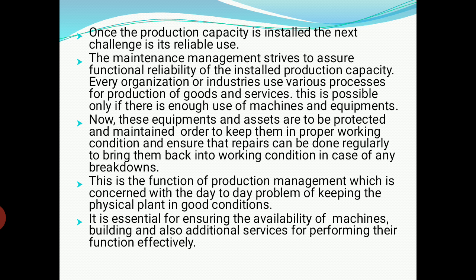This is the function of production management, which is concerned with the day-to-day problem of keeping the physical plant in a good condition. Naturally, it is such a kind of area of production management. If you remember, in the first unit we have taken up the scope of POM. Therein we had maintenance management as a part of the activity or function of production management.